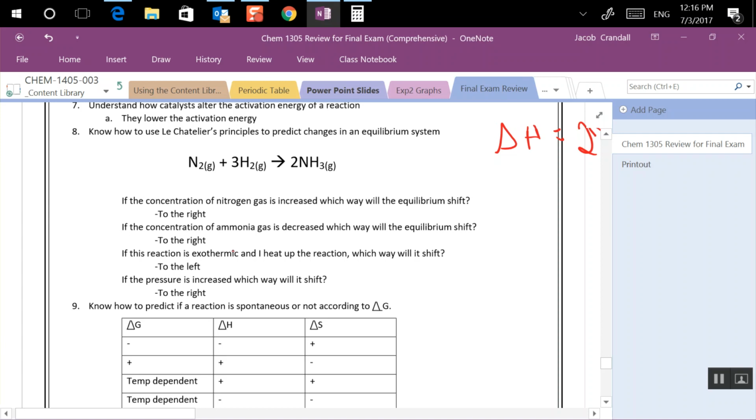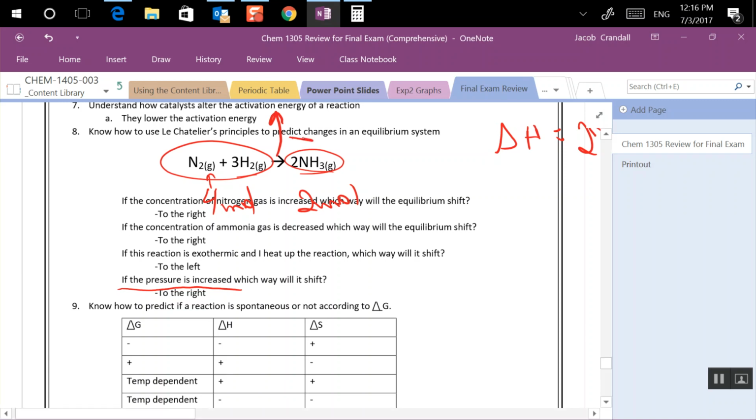Okay, what about pressure? Look at this. If the pressure is increased, how do I know which way it's going to shift? More moles of gas. So the gas is indicated by G, right? So I need to identify the moles of the gas that are present. How many moles of gas are present on the left side? 4 moles. How about on the right side? 2 moles.